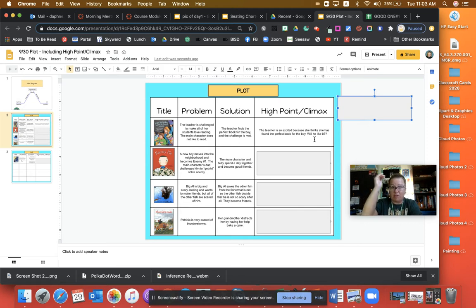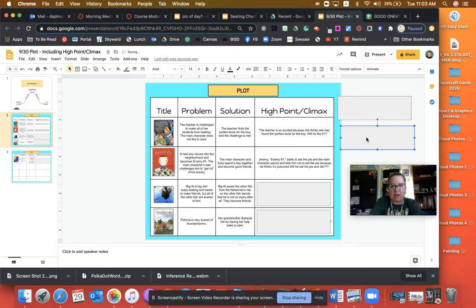Is this problem of him not finding a book that he loves going to get solved or is it not? So that is the high point. So Miss Malarkey Leaves No Reader Behind, that's the high point. All right. And then we have Enemy Pie.